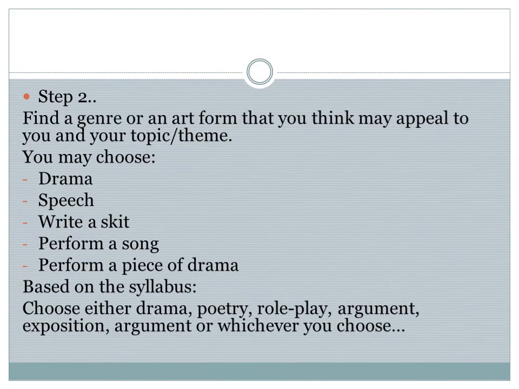In step 2, and step 2 is simple. Find a genre or an art form that you think may appeal to you and your topic or theme. You may choose drama, speech, writing a skit, performing a song, or performing a piece of drama. Based on the CSEC syllabus, you can choose drama, poetry, role play, argument, exposition, whichever you choose.